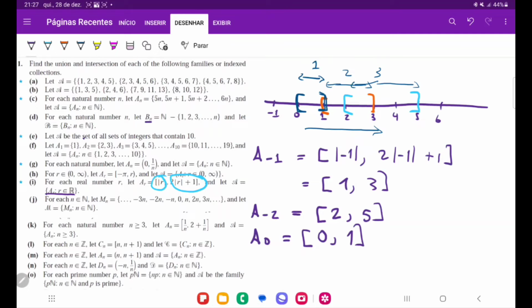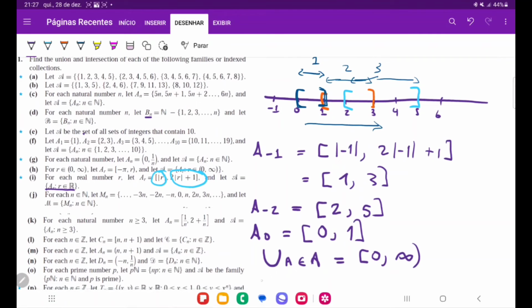So from this, we're ready to state the union. So the union of A_r for r belonging to the reals, well, it's going to begin at 0 included, right? And then it's going to go all the way out to infinity, because if you go 2 times r plus 1, you can get as infinitely big as you like. So the union goes from 0 included all the way out to infinity.